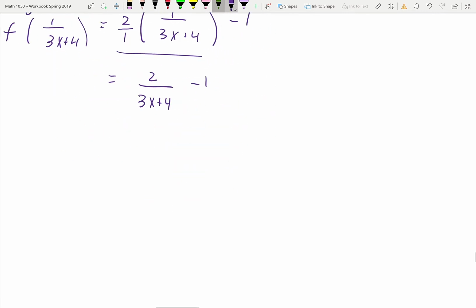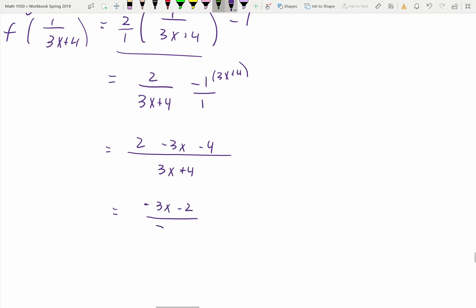Now, if they tell you to simplify completely, you need to get a common denominator, which is 3x plus 4. This guy already has a 3x plus 4, so just write down your 2. This guy's missing the 3x plus 4. Distribute, and you get negative 3x minus 4. Then you combine, and that's negative 3x minus 2 over 3x plus 4.